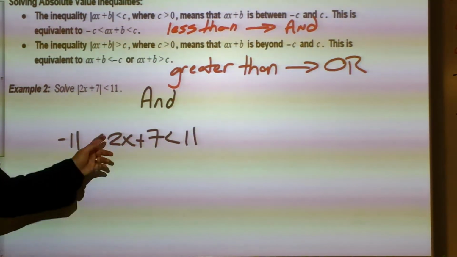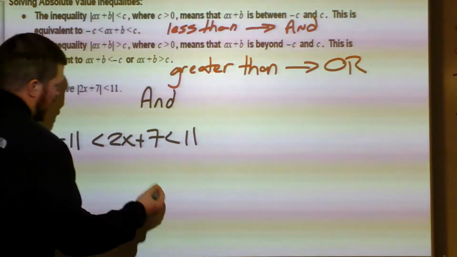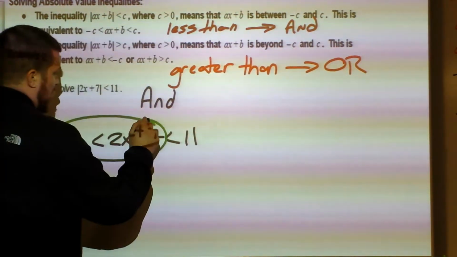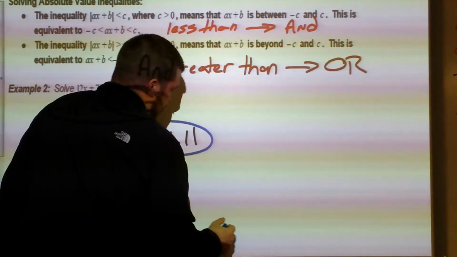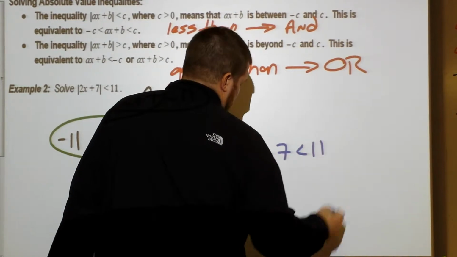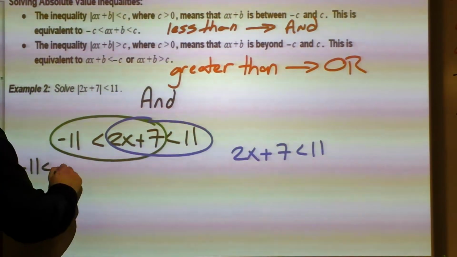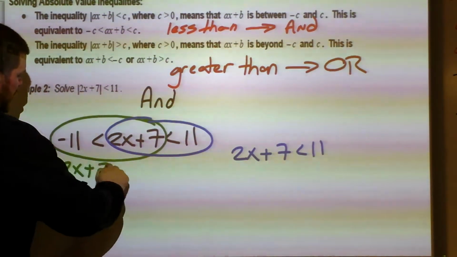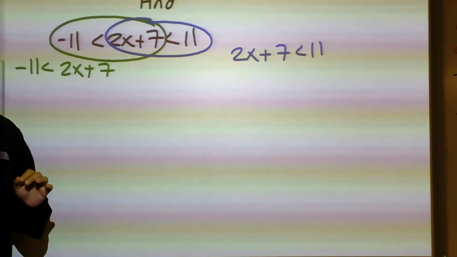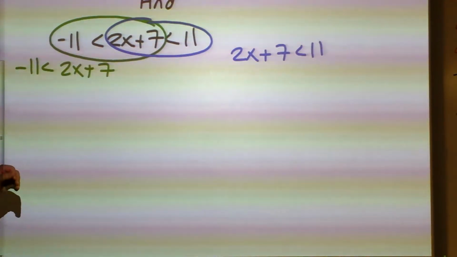If you remember the video when we talked about compound inequalities, the next step is to split it up into two separate inequalities. So there's one of them. Here's the other. Let's just go ahead and write those out. So I have 2x plus 7 is less than 11. And negative 11 is less than 2x plus 7. Okay, so what we're going to do now is solve each one of these inequalities individually. Then we're going to graph them together on the same number line.